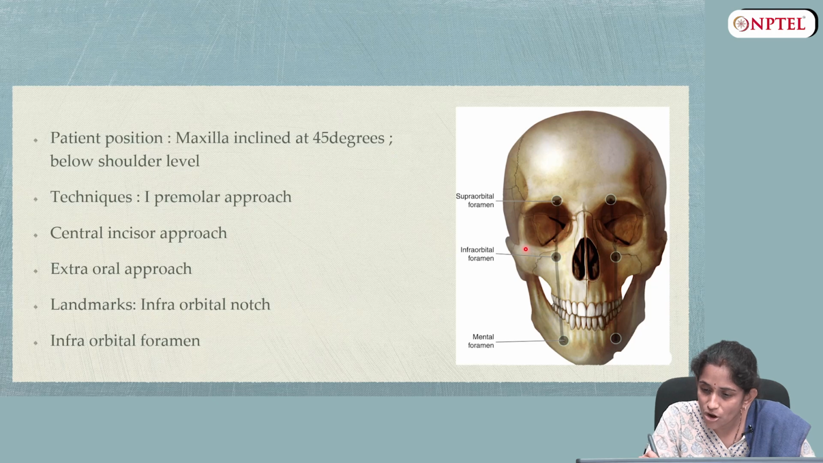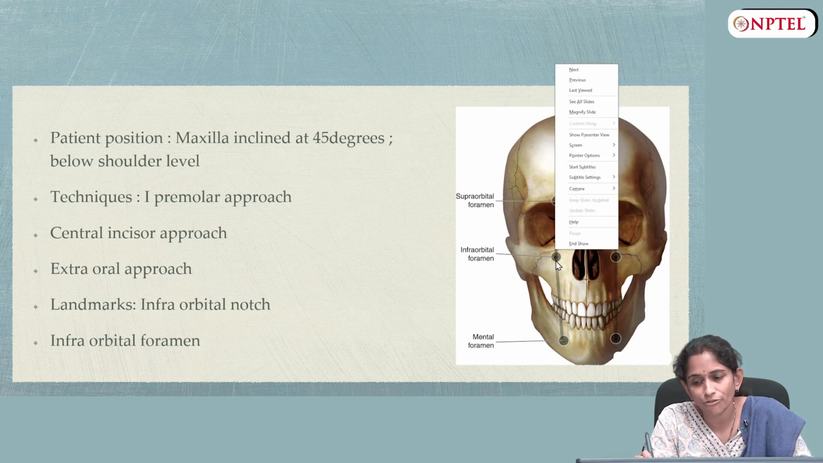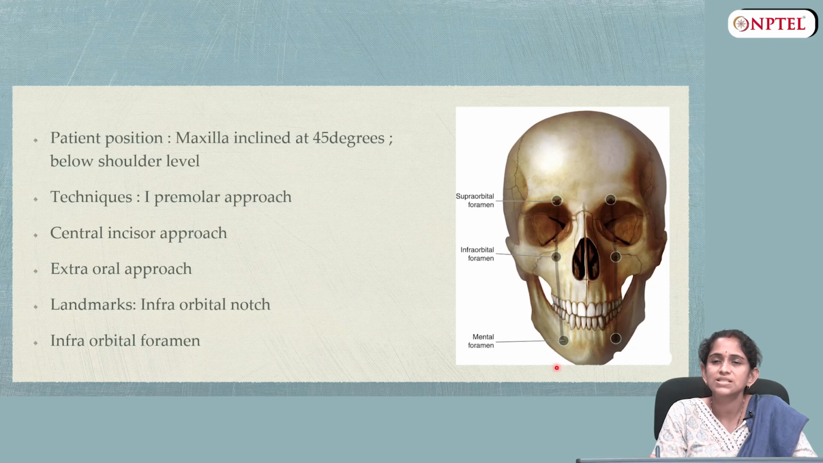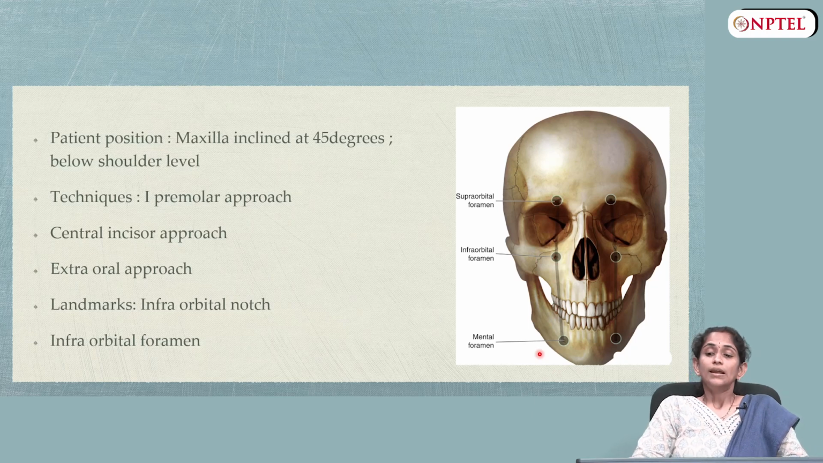This is the infraorbital notch on the infraorbital rim. That is the notch. Right below that will be the foramen. So, you palpate the notch and then you palpate the foramen. The best way is to ask the patient to look straight, then all these fall on the same vertical axis.